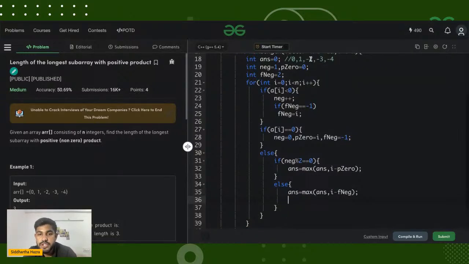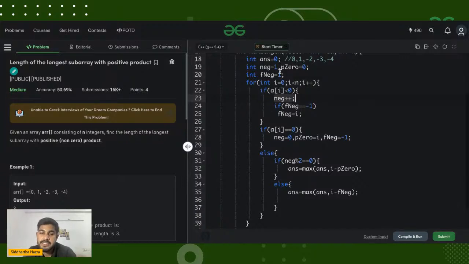The current position is 2. 2 minus 2 is equal to 0. And the answer is still 0. So we won't update anything. Then we come across 3. It is a negative. So the value of f negative would increase. The value of f negative, so this would be 1. The value of 0 plus 1, negative plus plus.